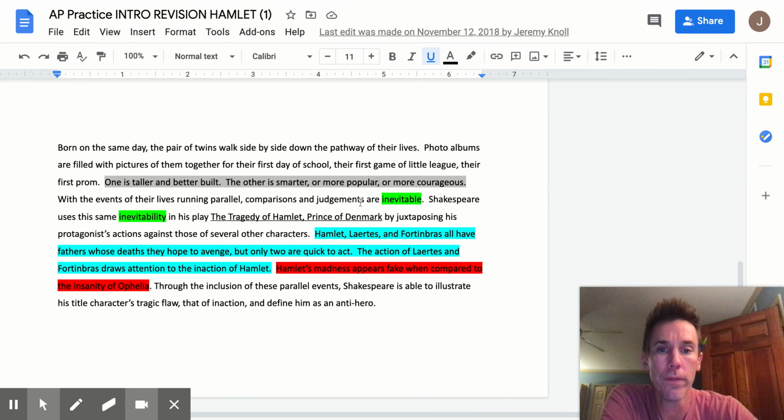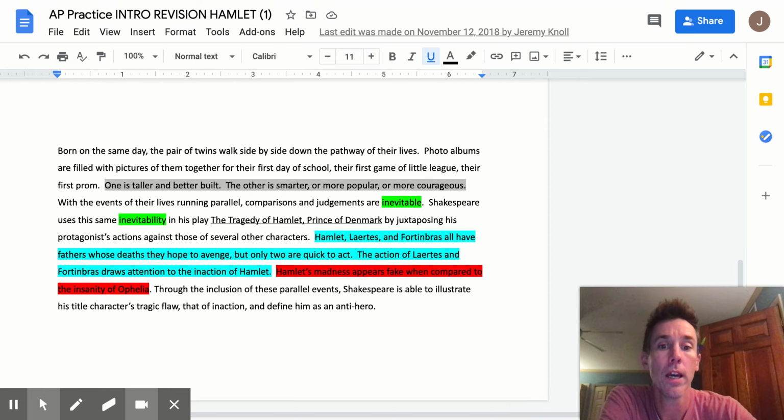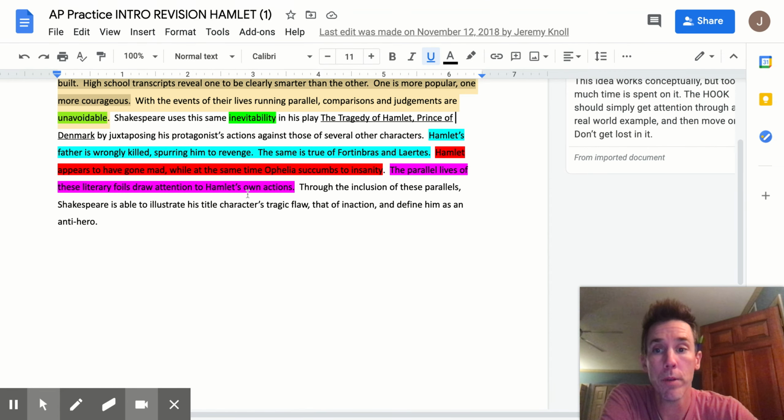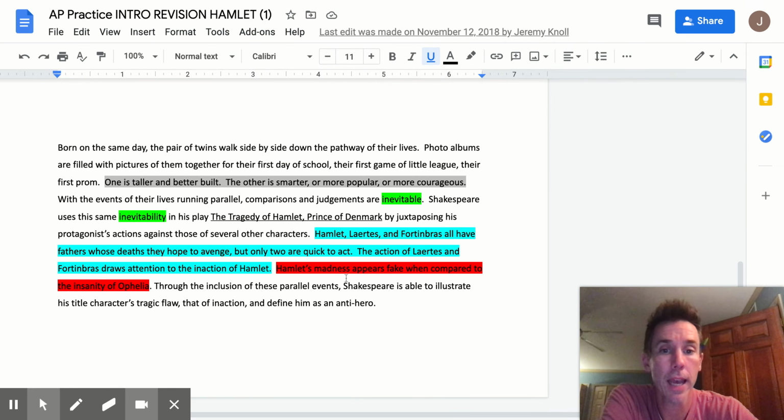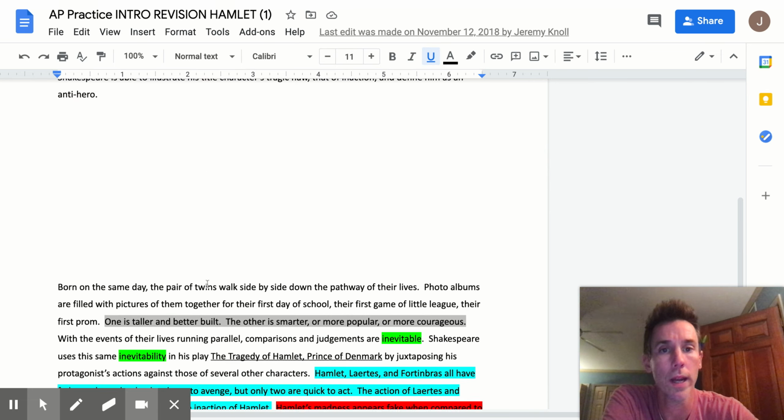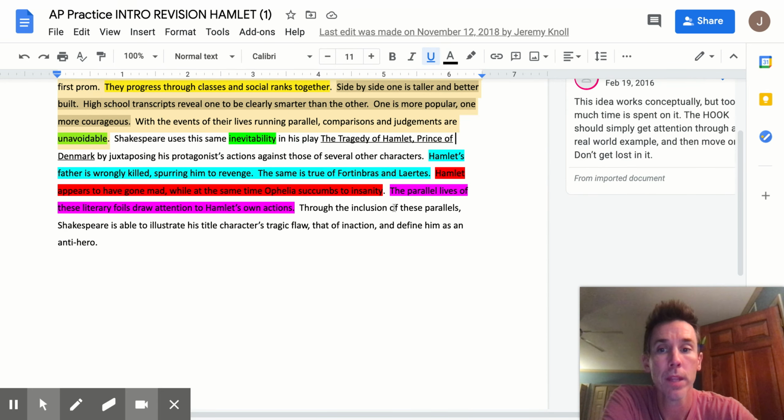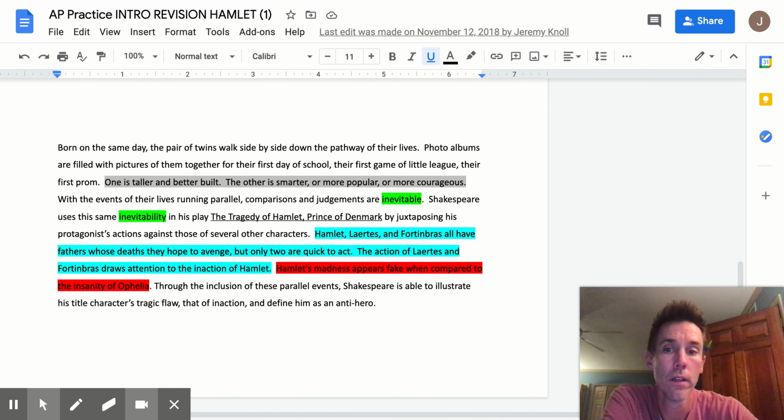This thing in red about Ophelia, Hamlet's madness appears fake when compared to the insanity of Ophelia. Again, it's more direct: Hamlet appears to have gone mad while at the same time Ophelia succumbs to insanity. That's much more direct about what is happening. The parallel lives of these literary foils draw attention to Hamlet's own actions. There's no need for that, so I just cut it out because I'm trying to be as concise as possible. So that's the idea here in terms of what you need to be doing with an introduction.